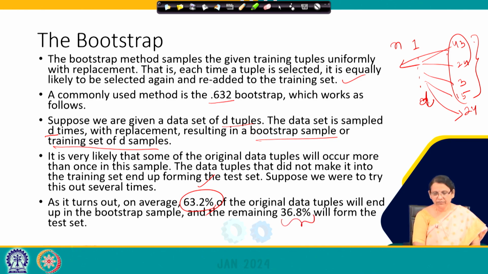So, if you are carrying out the sampling procedure a number of times, there will be many repetitions. Including all these repetitions, it is not possible that all the d samples will go to the training set. Even if you carry it out d times, all d samples will not go to the training set, only this many will go. So there will be many repetitive patterns.